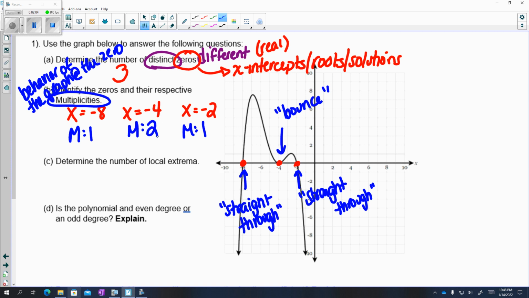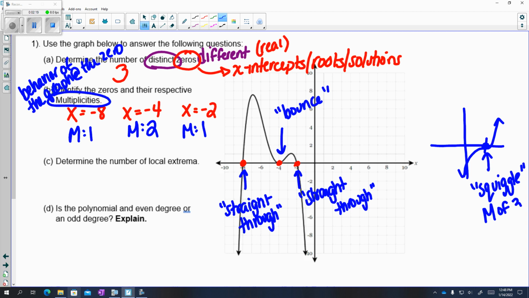This graph doesn't have any, but if it's a multiplicity of 3, it would be a squiggle at that value. That would be a squiggle, which is a multiplicity of 3.